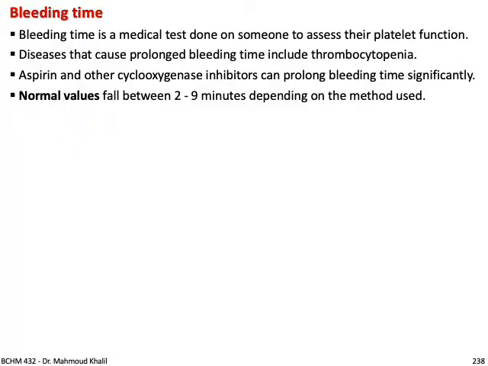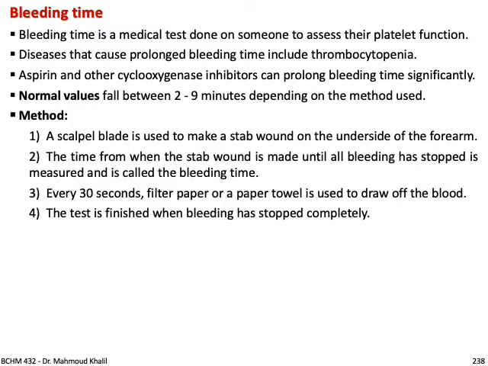So what is the bleeding time? Bleeding time is a medical test done on someone to assess their platelet function. Diseases that cause prolonged bleeding time include thrombocytopenia. Aspirin and other cyclooxygenase (COX) inhibitors can prolong bleeding time significantly. Normal values fall between 2 to 9 minutes depending on the method used.